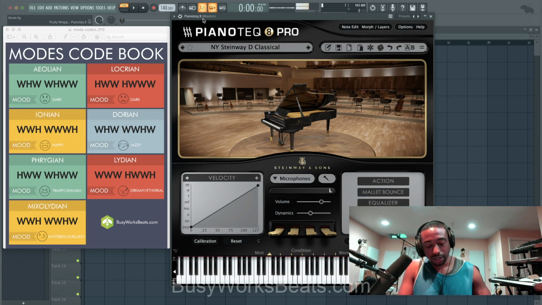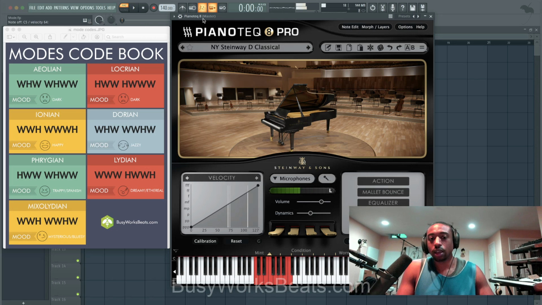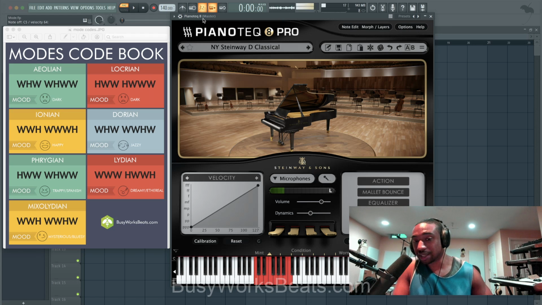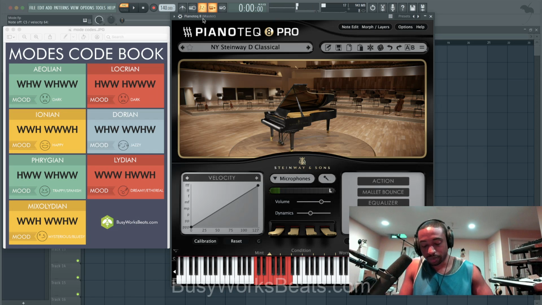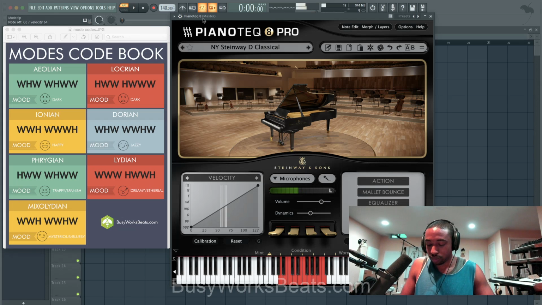So for example, if I start at C major, which is all the white notes starting from C. Remember I told you before in the scales video that you can actually play the same exact notes starting from a different point. So for example, if I play those same exact notes starting at A, or ending at A, this is called the A natural minor scale, or also known as the Aeolian mode.